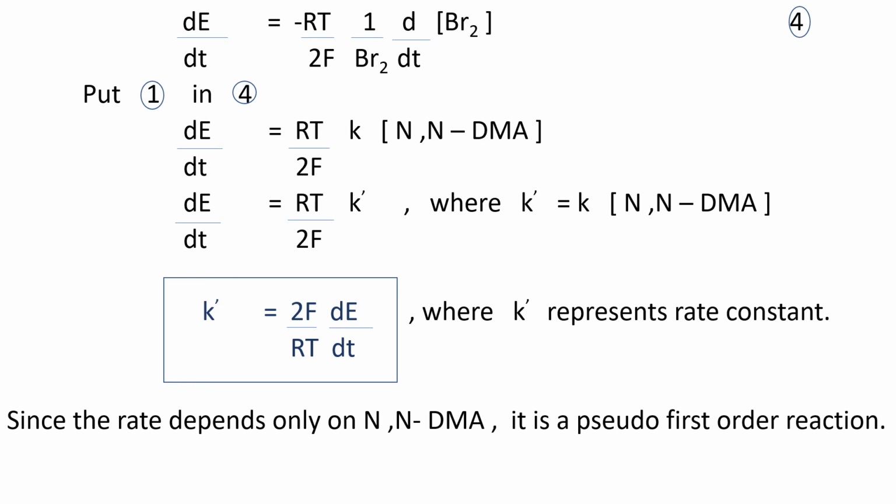So what do you mean by pseudo first order reaction? Because you have already seen the reaction, right? Bromination of N,N-dimethyl aniline. You are taking two reactants, that is N,N-dimethyl aniline and bromine. So actually it should be second order, but here, while calculating the rate, it is first order. So pseudo first order means it is second order but it appears as first order.